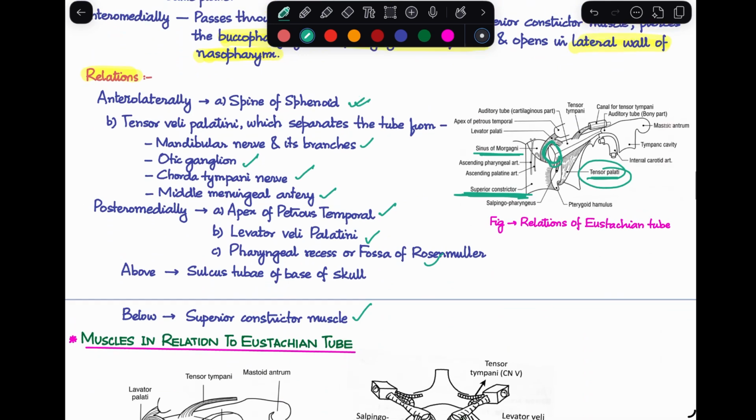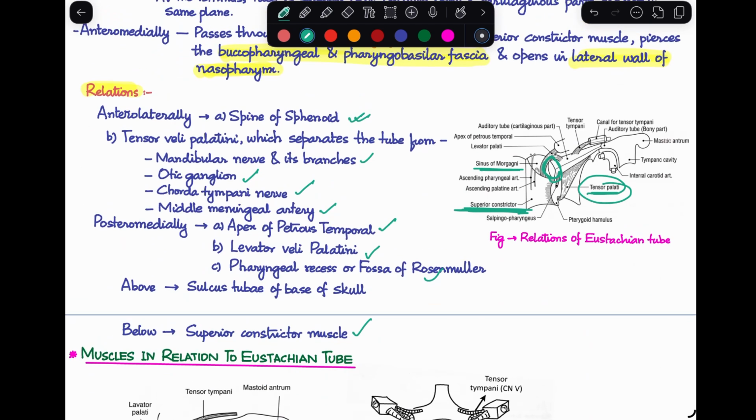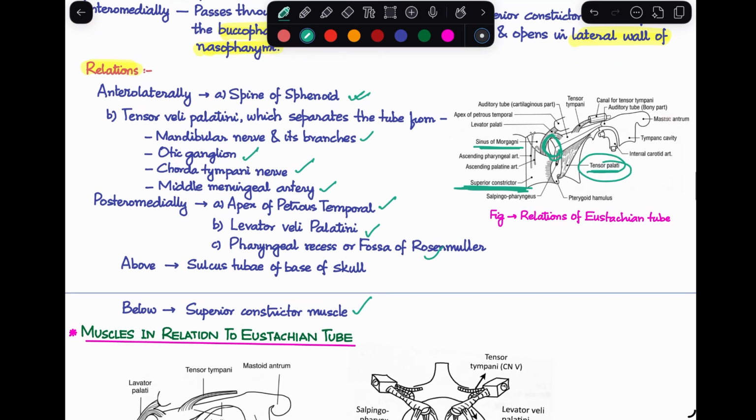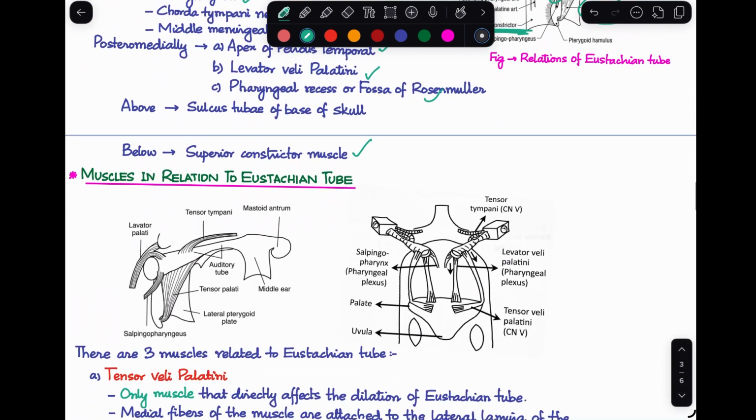So these are the relations of the different parts of the eustachian tube. Now let's try to understand what are the muscles in relation to the eustachian tube. So there are three muscles over here that we will be talking about. The first one, the most important one, is the tensor veli palatini muscle.